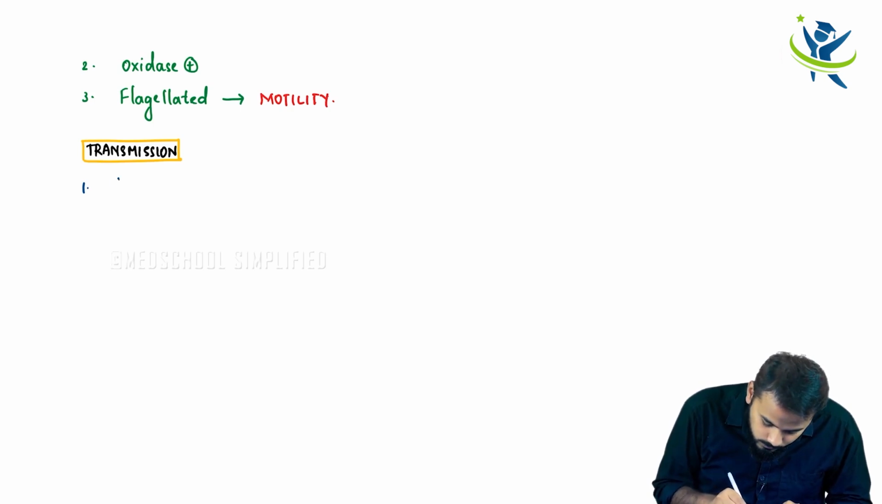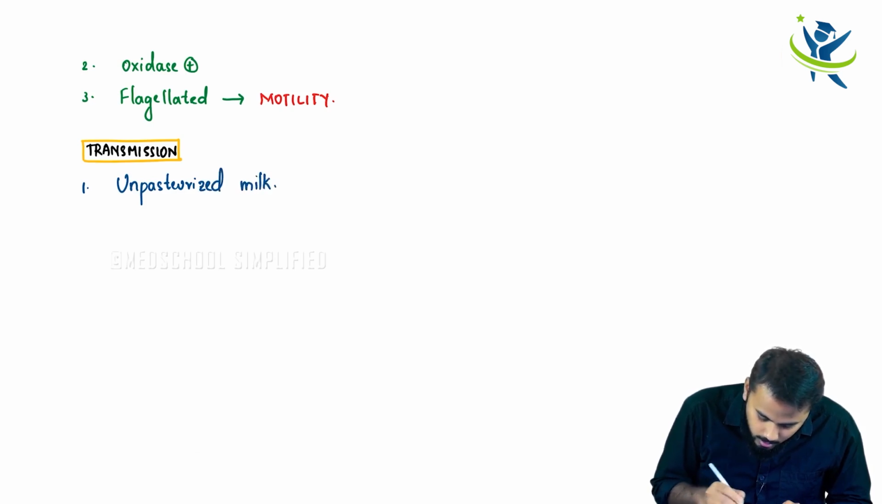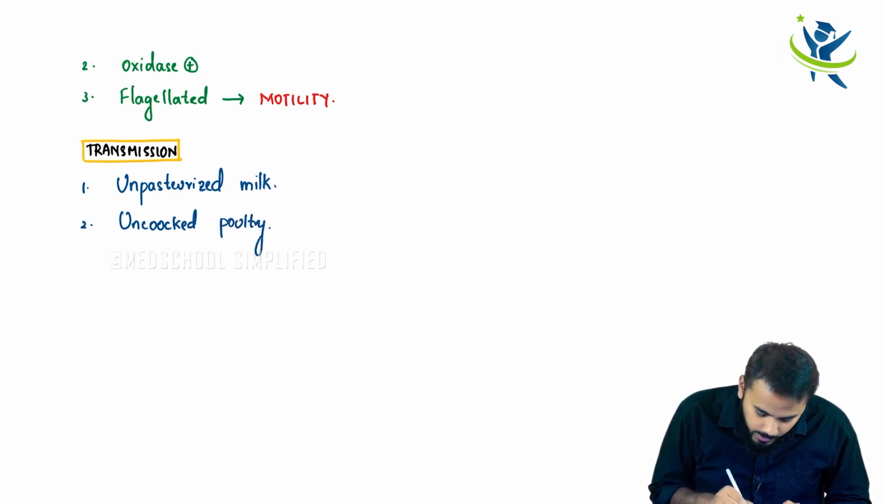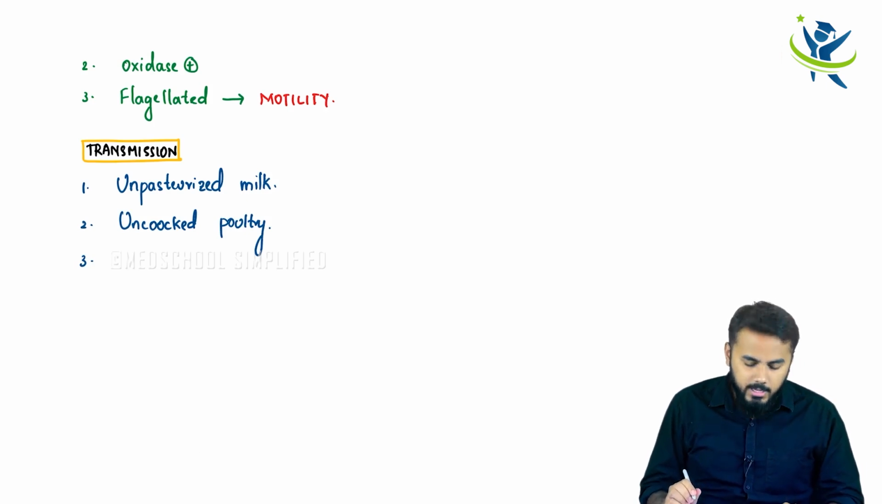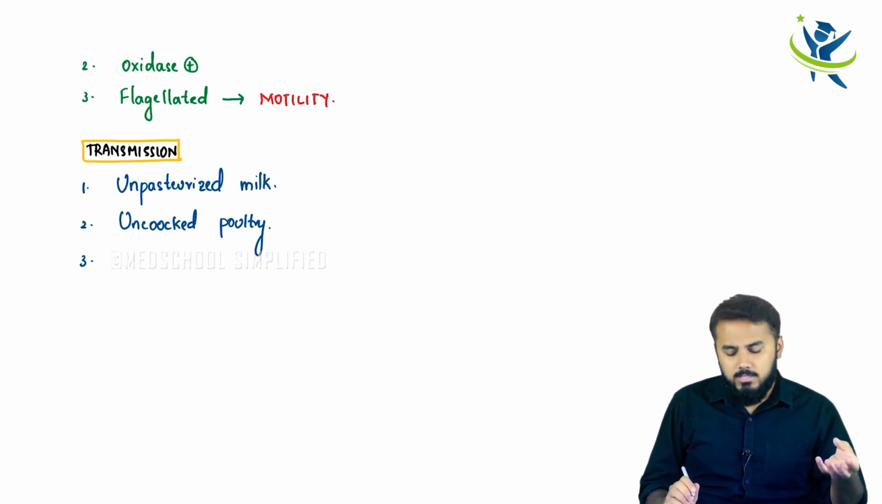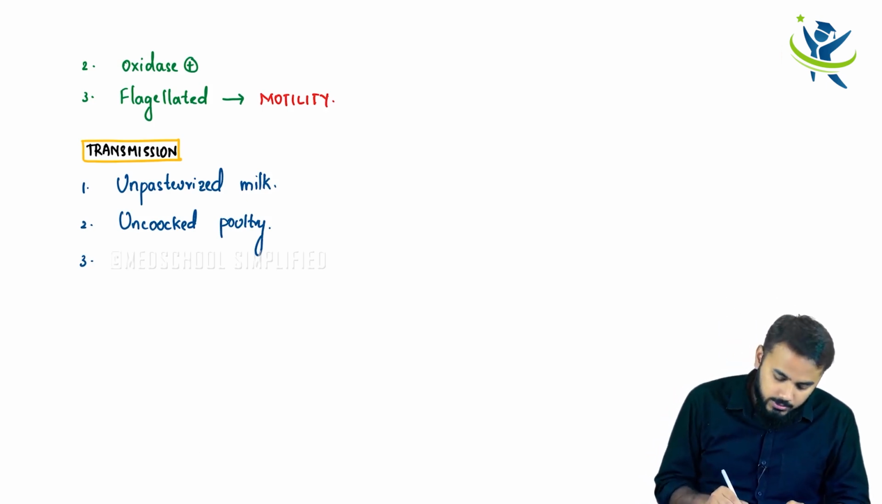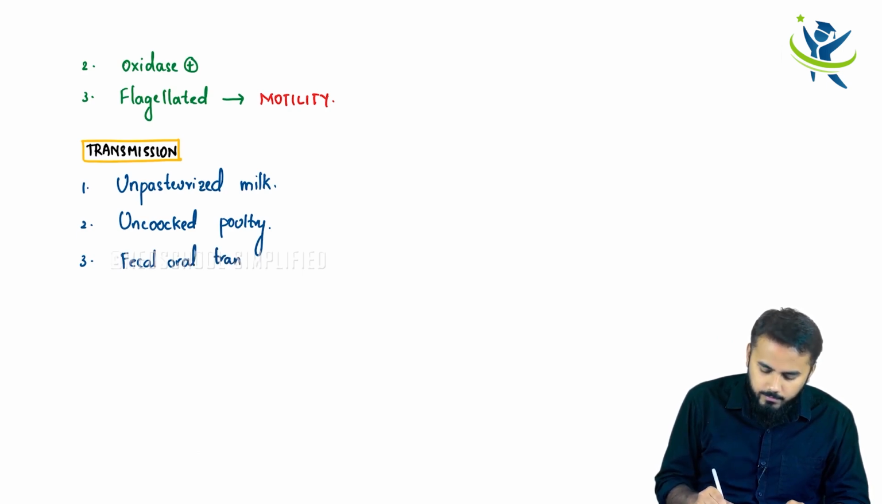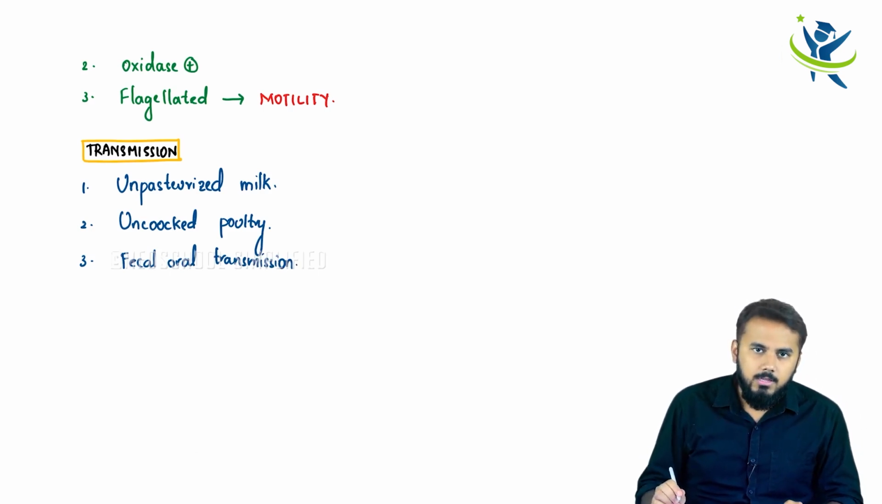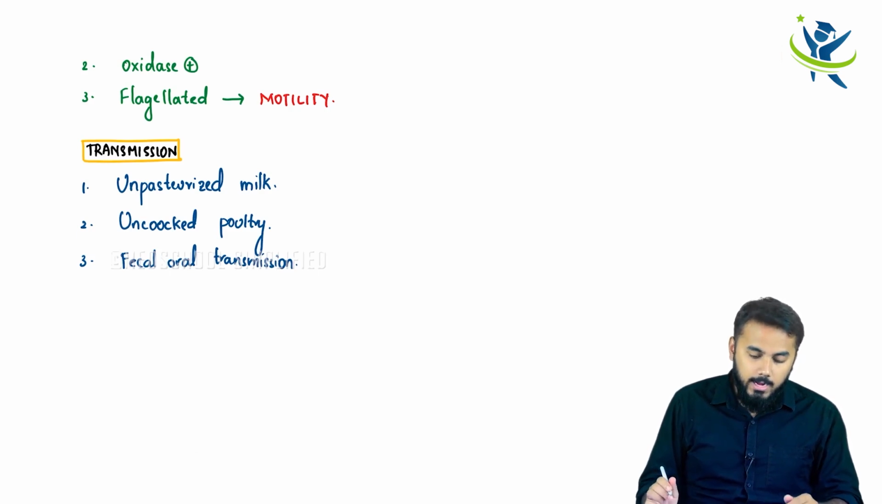So it can be unpasteurized milk or it can be uncooked poultry. This can be a potent transmission factor, and obviously you ingest them. So the main route is fecal oral transmission. The risk factors are unpasteurized milk and uncooked poultry.